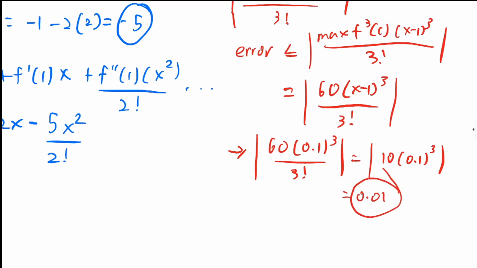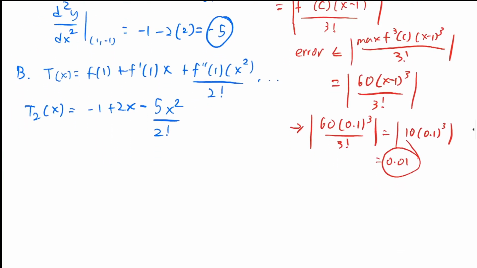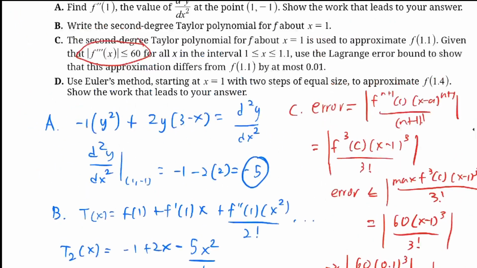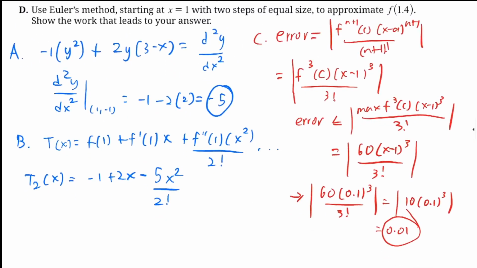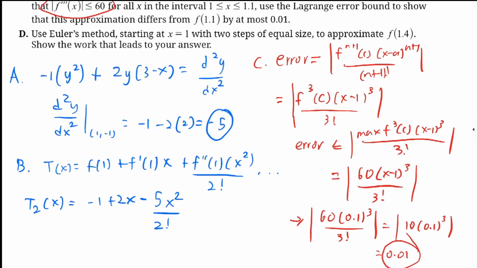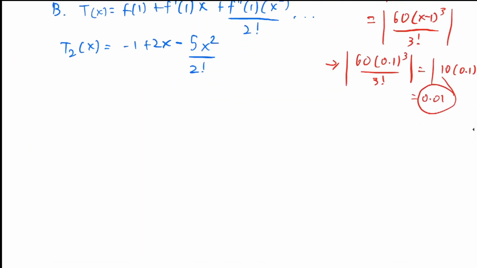And so there you have it. That's all you have to write. You simply mark that it's 0.01, and they know that it's at most that. So there is part C. That's how you do it. And the key was to remember the Lagrange error formula.